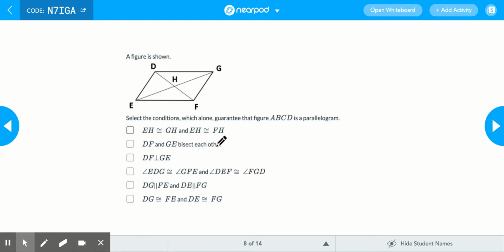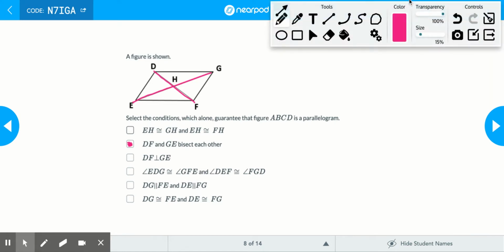DF and GE bisect each other. All right, so let's see. DF and GE. Okay, so this is the one. Diagonals bisect each other. So that's right. Diagonals bisect each other. Next.